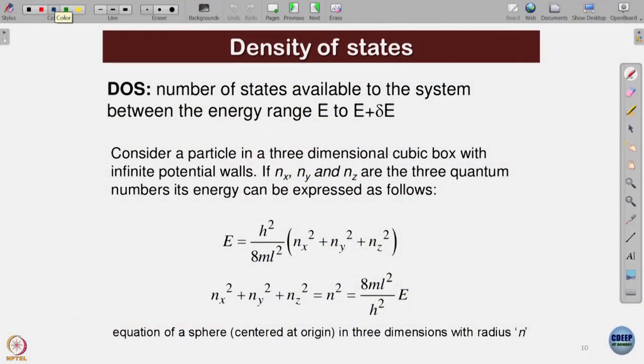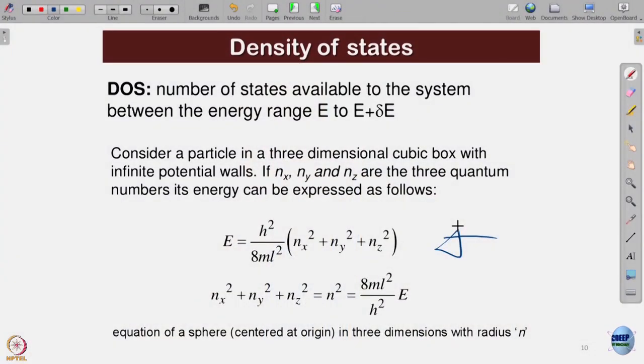Now you have done quantum mechanics, particle in a box, and you know that the energy is given by this quantity, E equals h square by 8 m l square, times n x square plus n y square plus n z square, where n x, n y and n z are the quantum numbers, and their values are 1, 2, 3, 4, like that. We discussed at length why these quantum numbers start from 1 and are integers: 1, 2, 3, 4, 5, 6, 7, 8, 9, 10, like that.